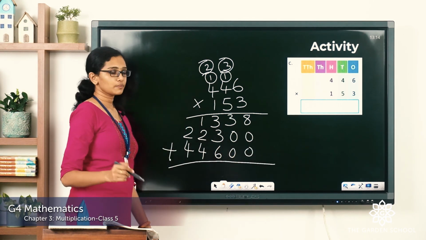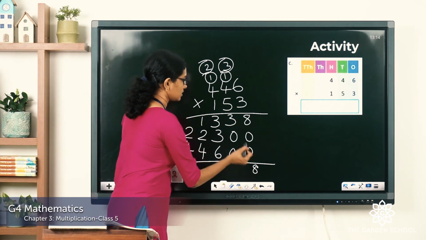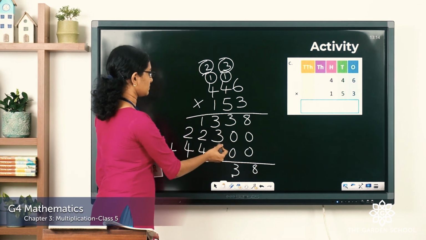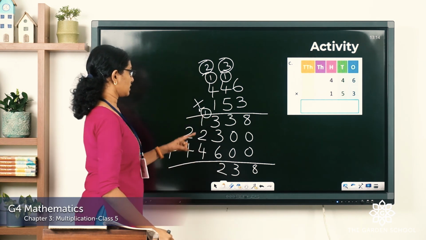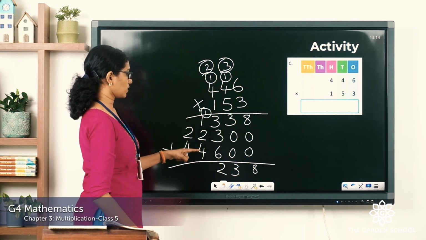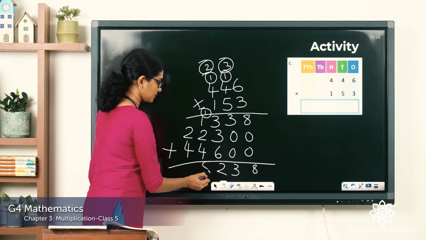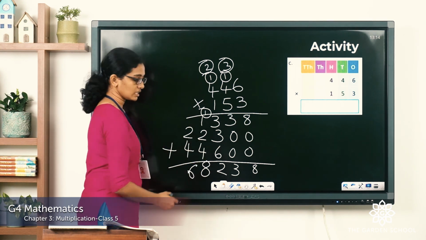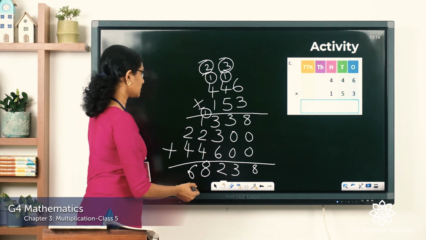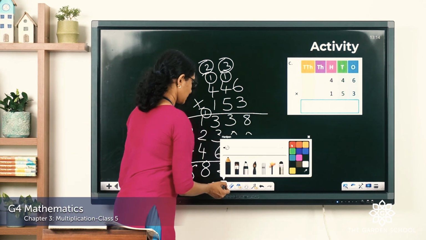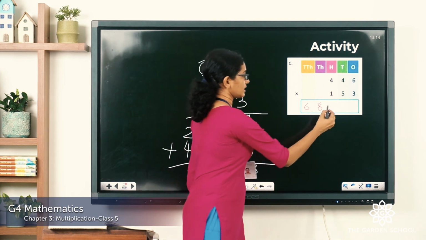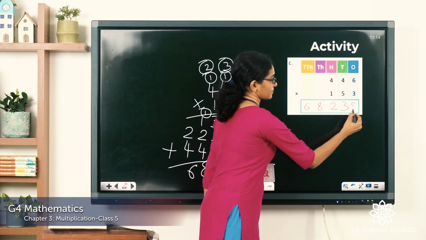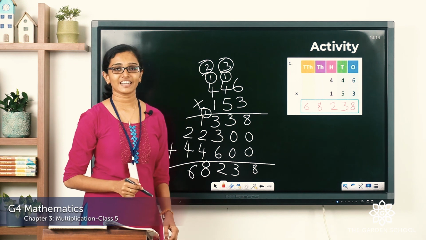Now let's add the products. 8 here, 3 here. 3 plus 3, 6. Plus 6, 12. A carry over 1. 1 plus 2, 3. Plus 4, 7. Plus 1, 8. 2 plus 4, 6. So what is the answer? The final product is 68,238. Hope your answer was correct.